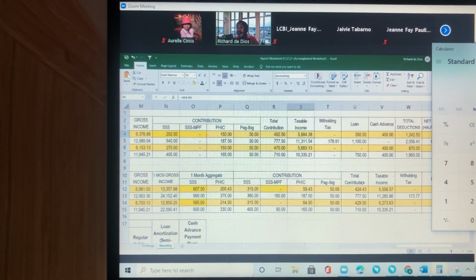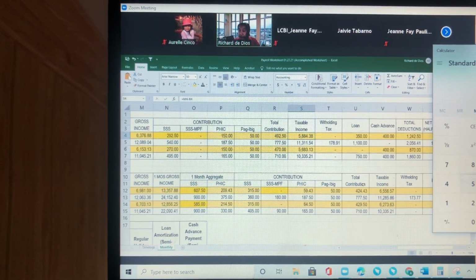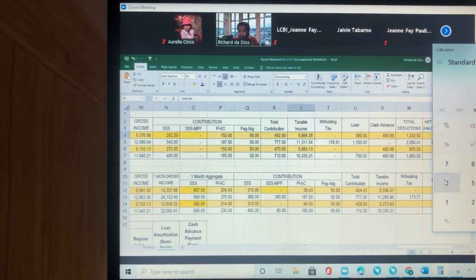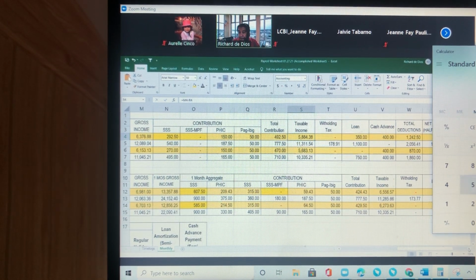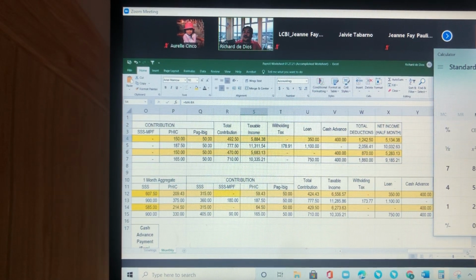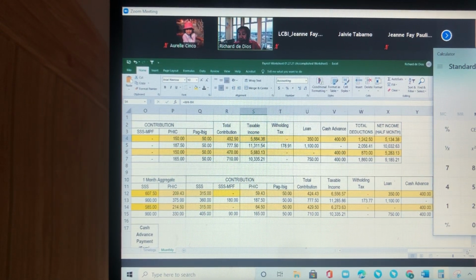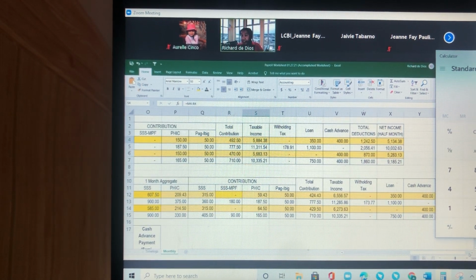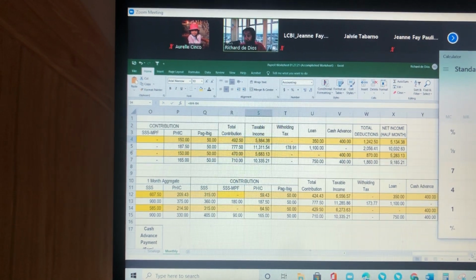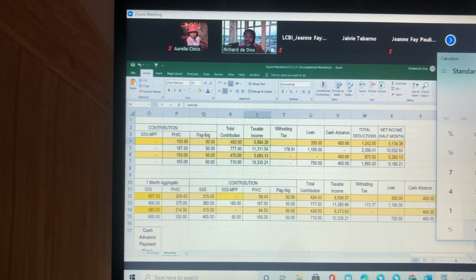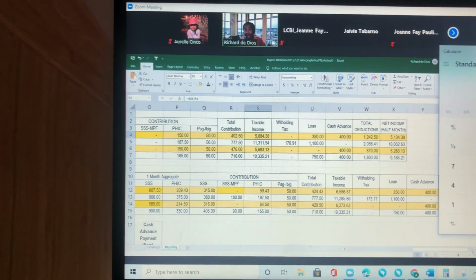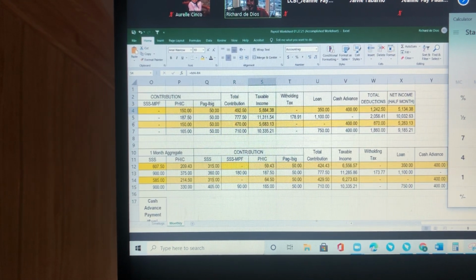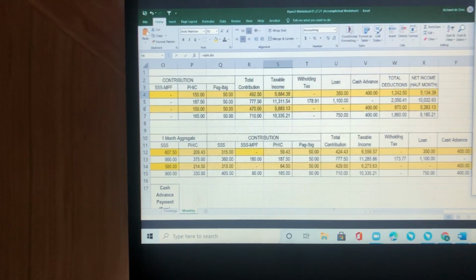Okay? Then you simply add all the deduction. Total contribution plus withholding tax plus loan plus cash advance equals total deduction. Yan na, total deduction na. Okay? So yung total deduction mo, ang gagawin mo, ibabawas mo lang siya sa gross income. So gross income less total deduction equals net income for half a month, or some would call this your take-home pay. So yan na po yung mga nakikredit sa ATM natin. Okay? Yan na po yung nakikredit.